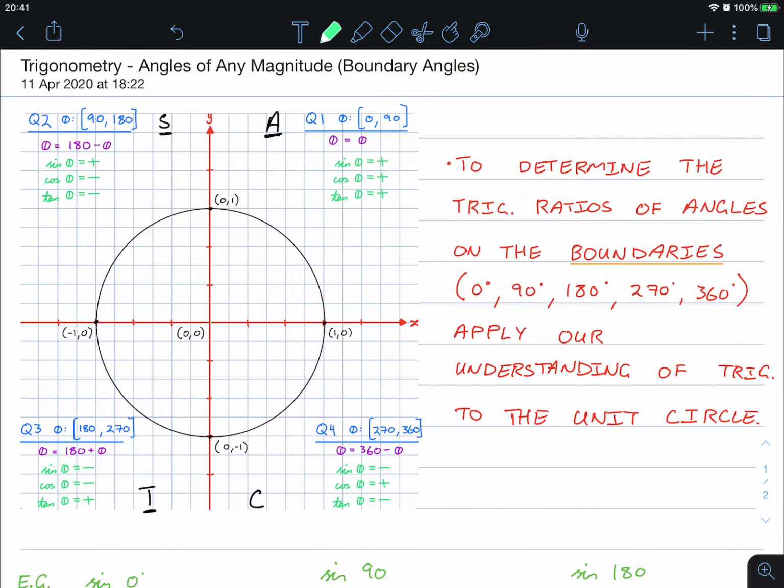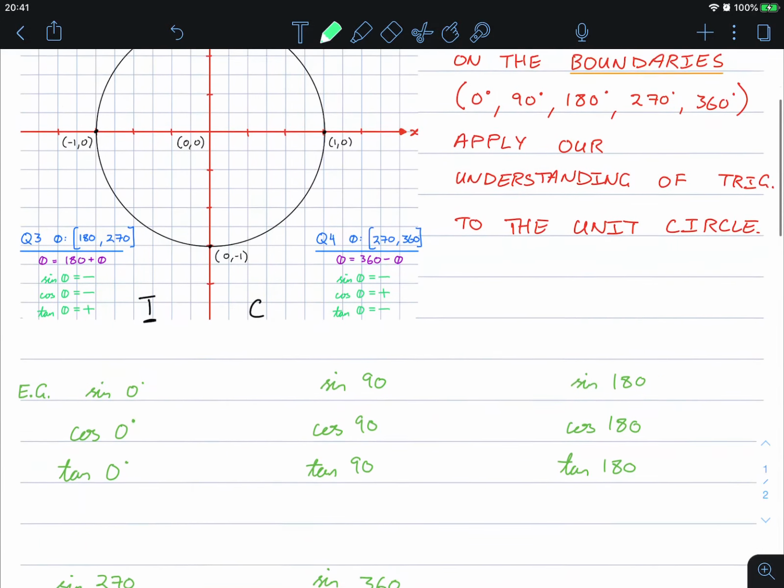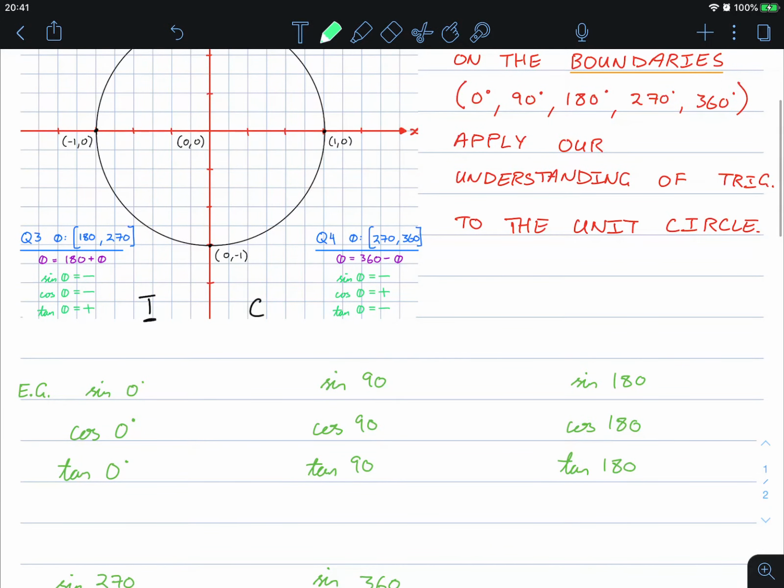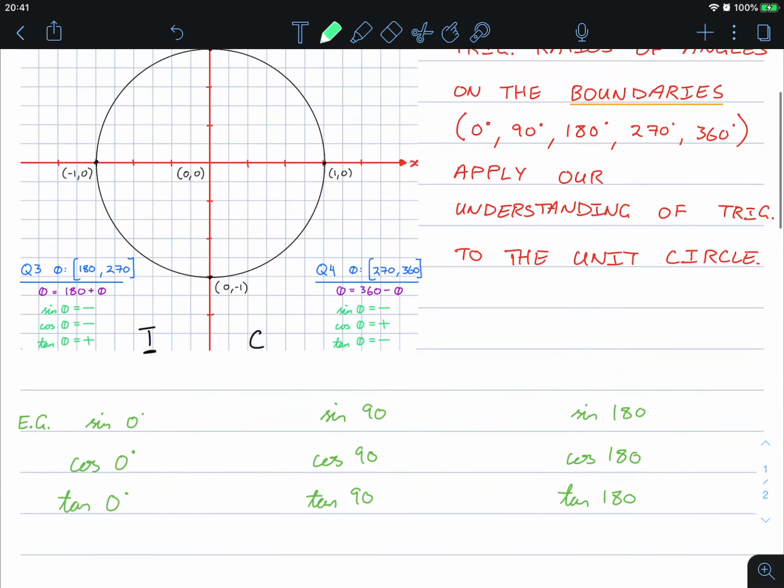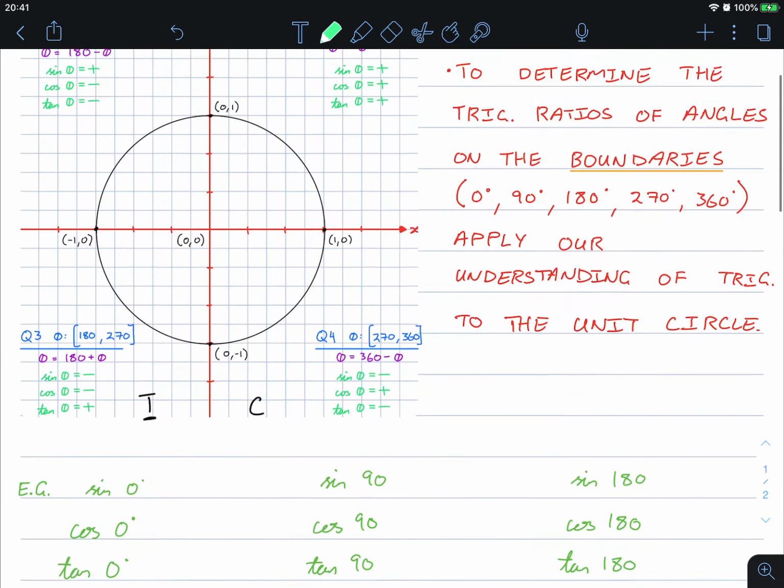So here's our initial, 0 degrees, 90 degrees, 180 degrees, 270 degrees, and 360 degrees. To understand these, we apply our understanding of trigonometry to the unit circle. Okay, so let's get straight to it. Let's take a look at sine, cos, and tan of 0 degrees.